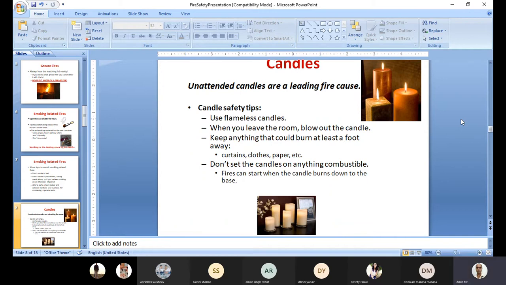Another thing is don't set candles on anything combustible. The base where we have placed the candles, if it is a wooden table, or further we have put on some decorative tablecloth, it is looking nice, but a candle is above it. That is not a good practice. Anything flammable should not be the base of the candle. Candle stands are there, so best practice is always to use such a stand.